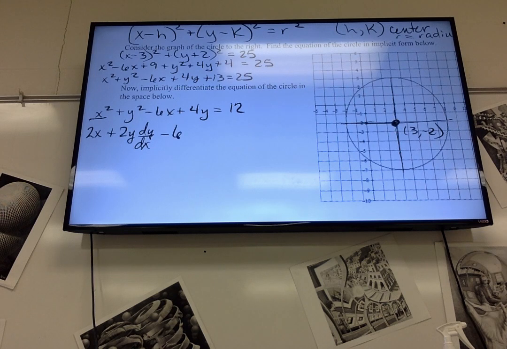Minus 6. It's with respect to x, so I don't have to worry about it. Now what do I do with the y, the next one? Plus 4 dy dx. There you go. Derivative of 4y is 4, but then you also have to take the derivative of y, dy dx. It's like the chain rule. Yes, it is exactly the chain rule. The difference here is when you take the derivative of x, it's just 1, so I didn't have to worry about it.